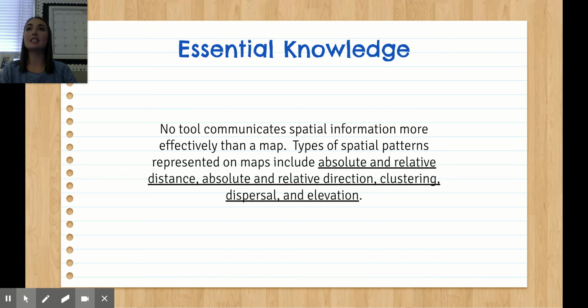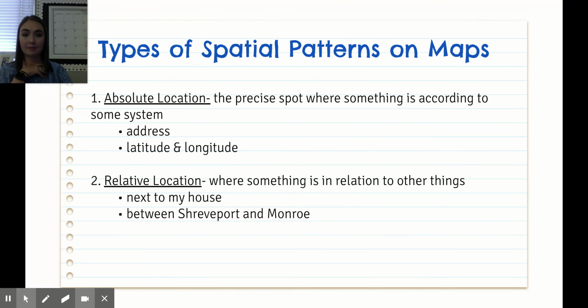We keep saying spatial information. All that means is how information is portrayed on a space. So like, how far apart is it? How close together is it? Where is it? That's all spatial information is. And so we're going to look at what patterns you might see when looking at maps.